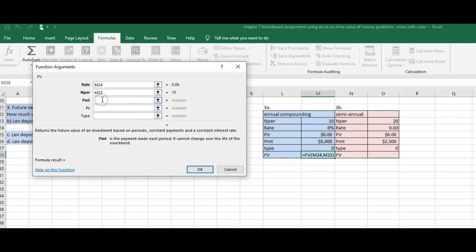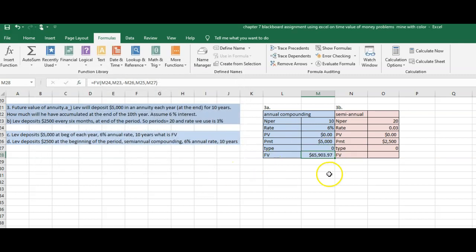And remember, with the payment we put a negative in front of it, and that's because Excel works it like inflows and outflows. We're putting 5,000 in at the end of each year. What are we going to take out at the end? I can put in the PV as 0, or I can leave it blank, and the same with type. But I'm going to go ahead and plug them in, and there's our answer. So, future value of an annuity.